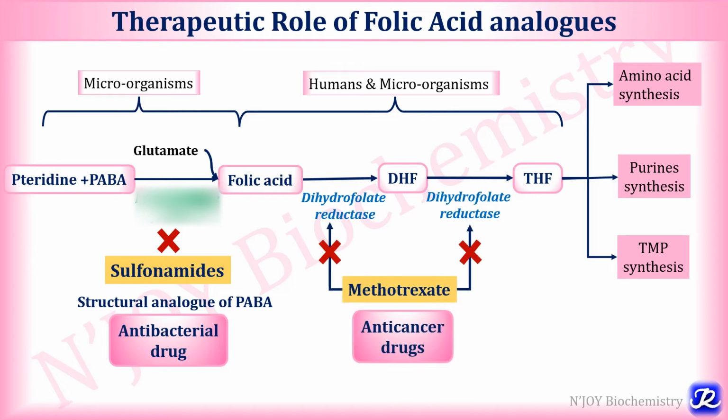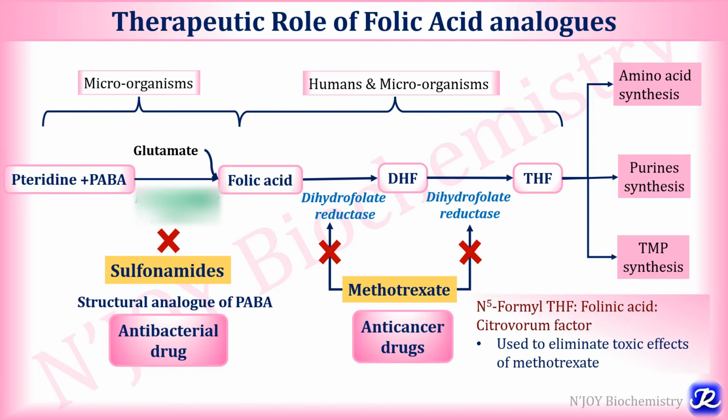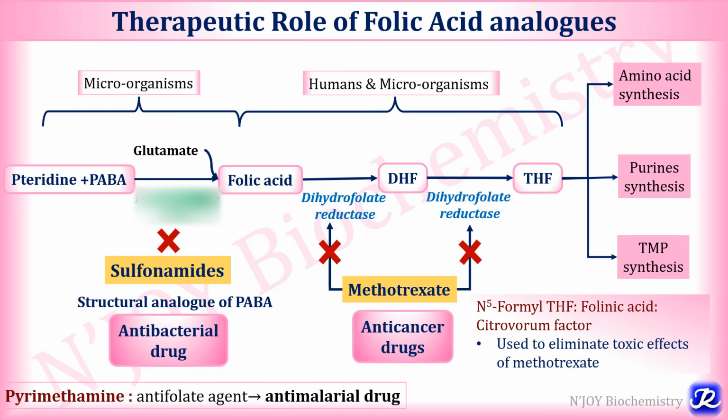Now methotrexate is a competitive inhibitor of dihydrofolate reductase. It is used as an anti-cancer drug, but it acts on both rapidly dividing cancer cells as well as normal cells, and it leads to various adverse effects. That's why N5-formyl tetrahydrofolate, which is also called folinic acid or citrovorum factor, is given to eliminate the toxic effects of methotrexate. Another folic acid analog, pyrimethamine, is an anti-malarial drug. So sulfonamide, methotrexate and pyrimethamine are the folic acid analogs.